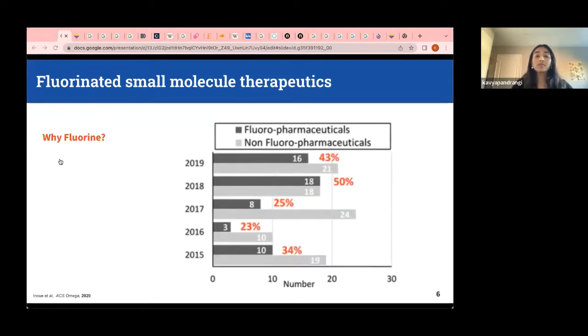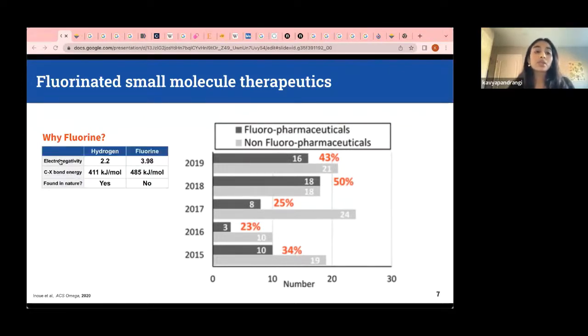So the popularity of fluoropharmaceuticals is skyrocketing, which begs the question, why fluorine? Why not any other element? Well, let's review the properties of fluorine. Fluorine is a halogen. It has the greatest electronegativity of all elements. It forms strong bonds with carbon as compared to other atoms, such as hydrogen, due to the partial ionic character of the bond, and it's generally not present in natural products.